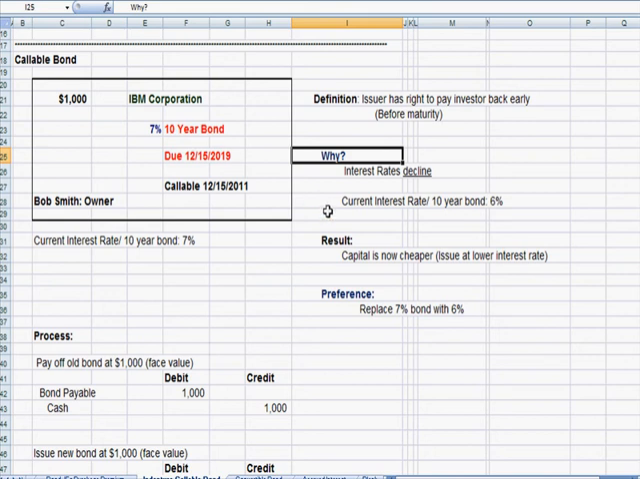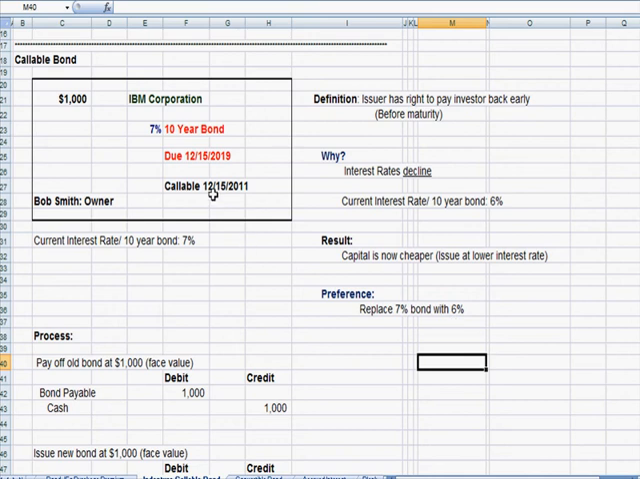So just like the homeowner, when interest rates decline, IBM would like to reissue that debt at a lower interest rate, like refinancing a house. The result is the capital is cheaper since you're issuing at a lower interest rate. They'd prefer the 7%, they'd prefer replacing the 7% bond with the 6%.